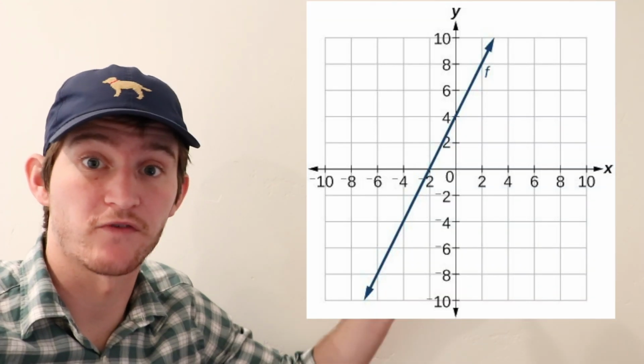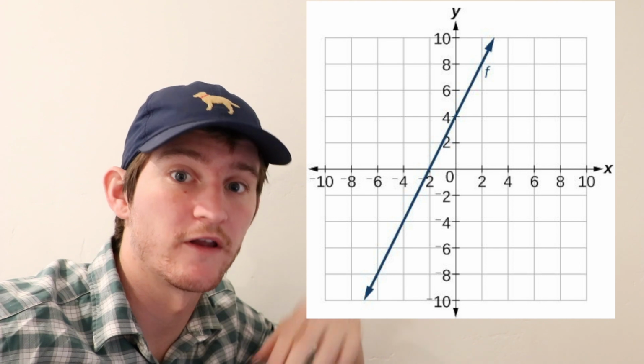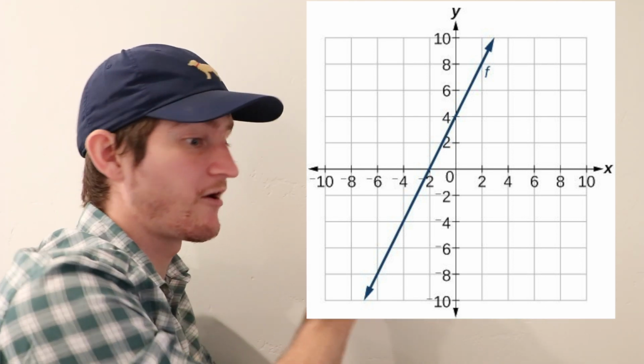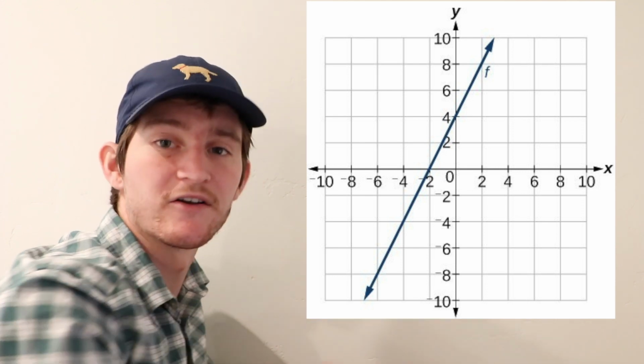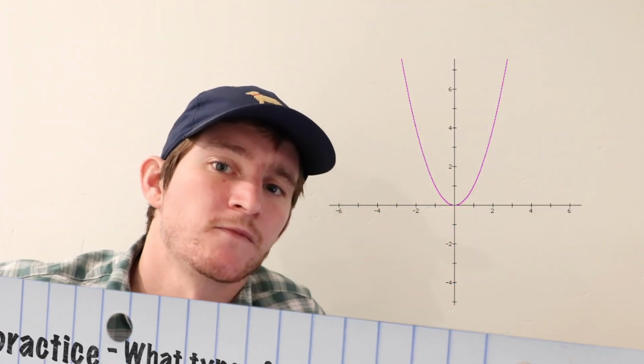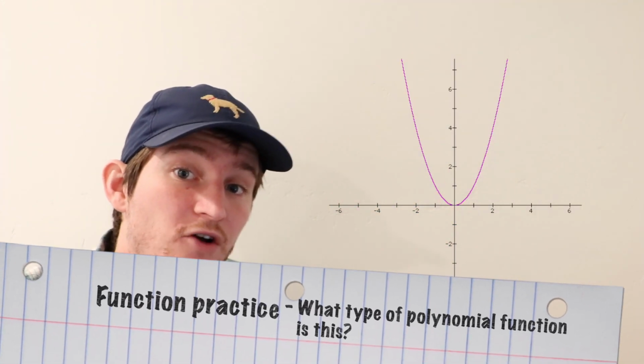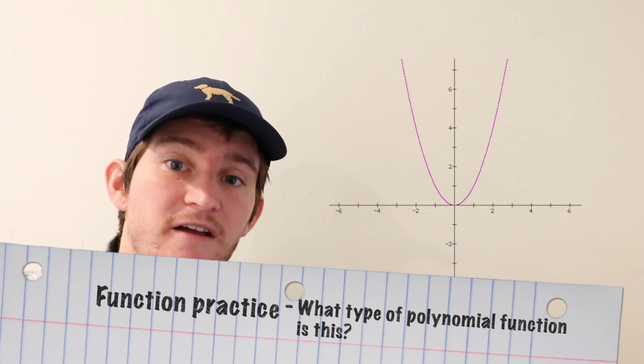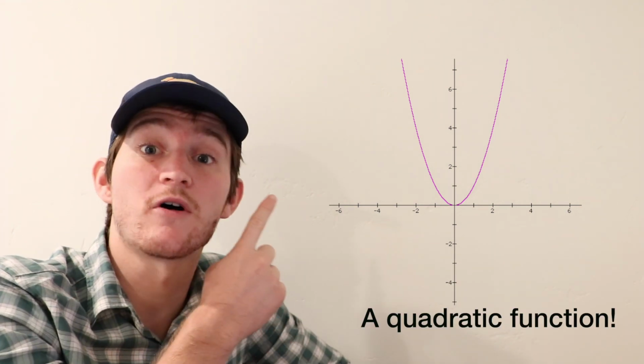This is a linear function, right? We've seen this before. We've called it a linear equation. What makes it a function is that there's only one output for every input, every x value. Now taking a look at this function, what type do you think it is? I'll give you a hint. It is a type of polynomial function. So pause the video and give it a try. Actually, it is a quadratic function.